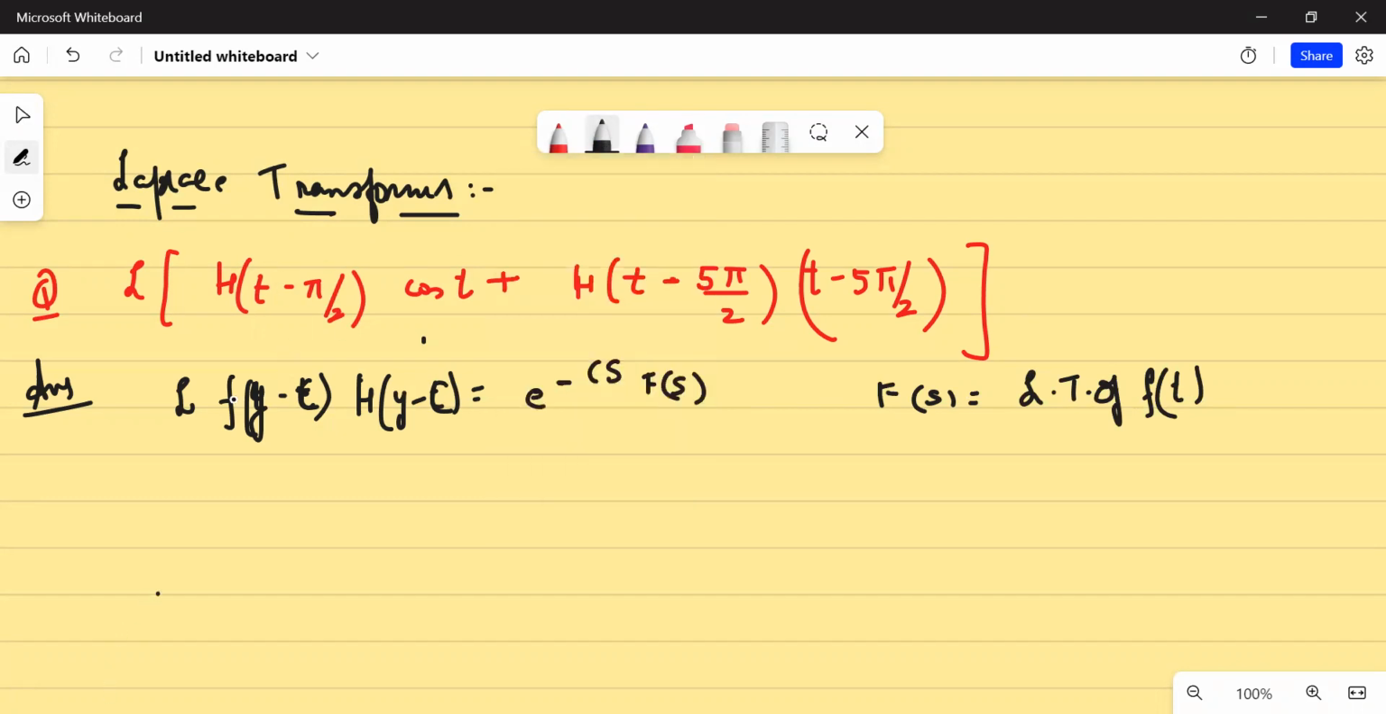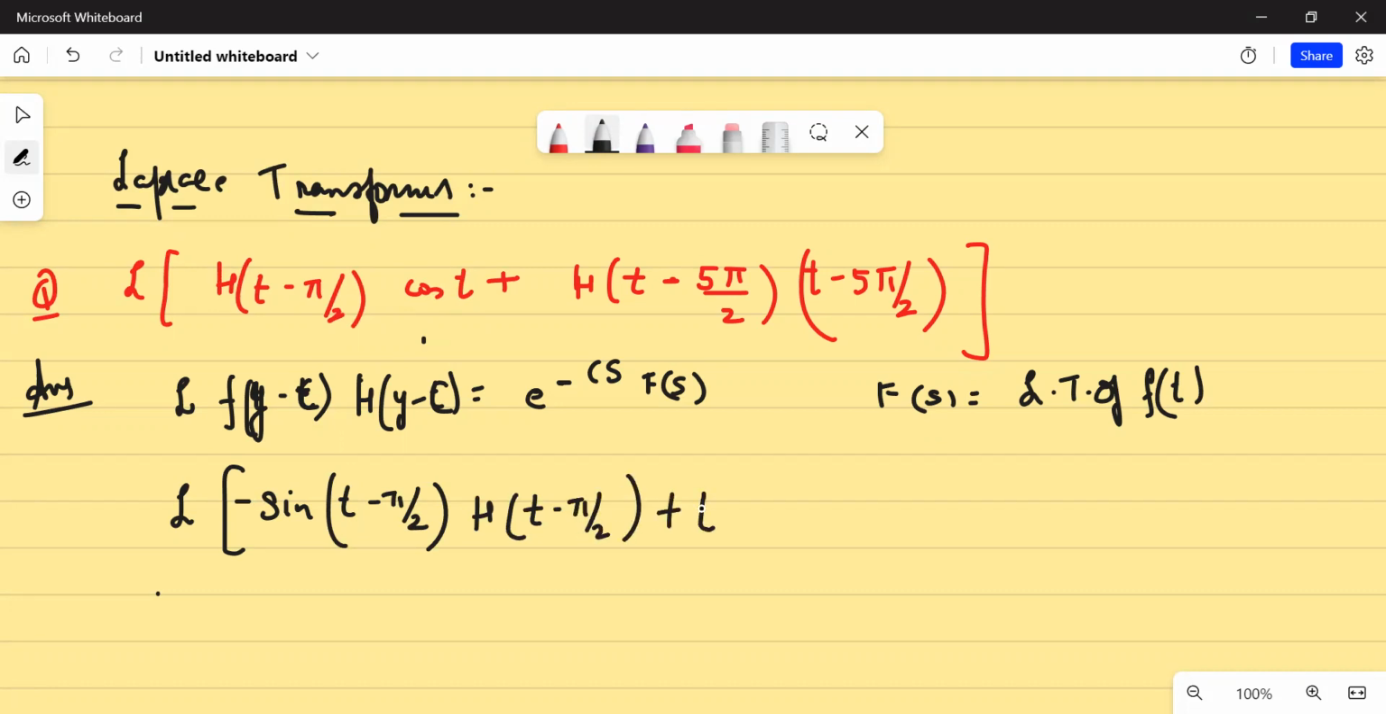So if I want to find the Laplace transform of this, what I'll do, as I told you yesterday also, is that whenever you have this kind of thing, try to write it in this fashion, and take a negative of it. And here you have h of t minus pi by 2 times sine of (t minus pi by 2), plus the second term.